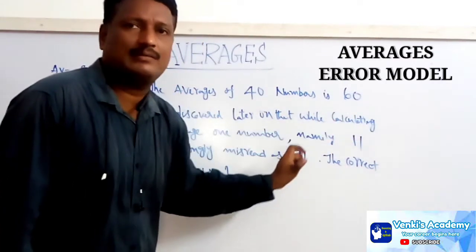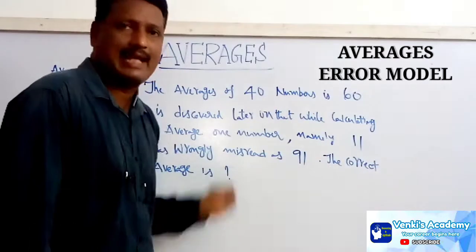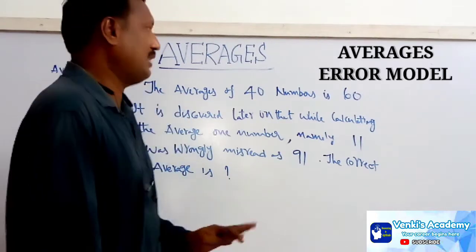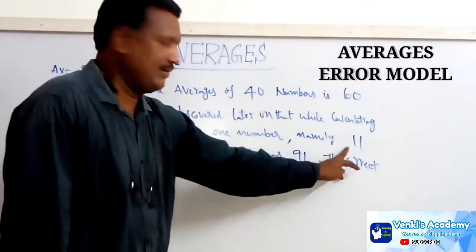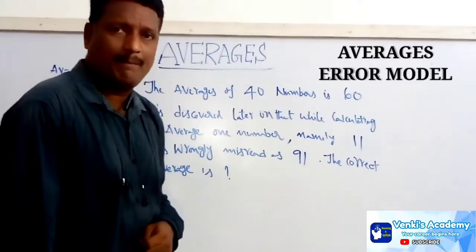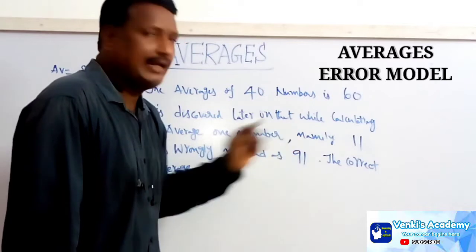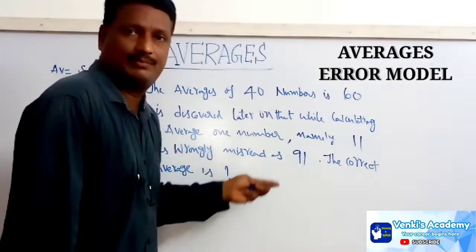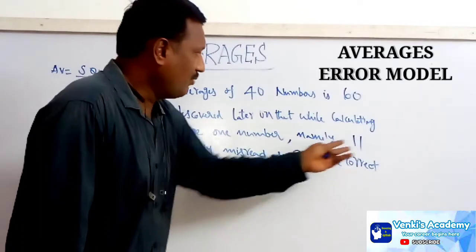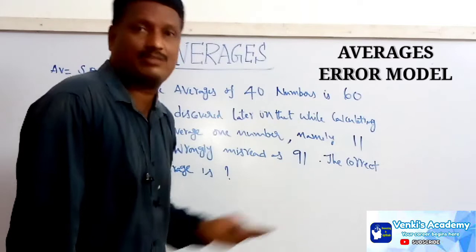Now we have to replace it with the correct number and find the correct average. He is asking how to find the correct average. See, actually we have to take 11, but it was wrongly misread as 91. That means instead of 11, they had taken 91. That means they had taken excess value here. How much excess? The difference of 11 and 91 is 80. So they had taken 80 excess value.